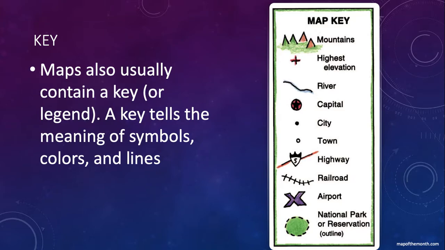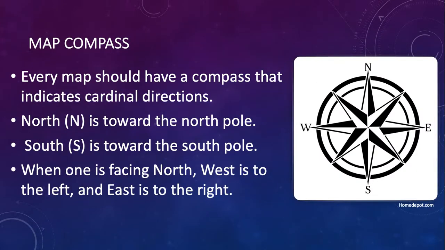A key. Maps also usually contain a key or a legend. A key tells the meaning of symbols, colors, and lines. Every map should also have a compass that indicates cardinal directions. North, N, is toward the North Pole and South, S, is toward the South Pole. When one is facing north, west is to the left and east is to the right. If I'm ever feeling confused about west and east, I always picture a map of the United States and remember that California is on the west coast, which is the left coast.